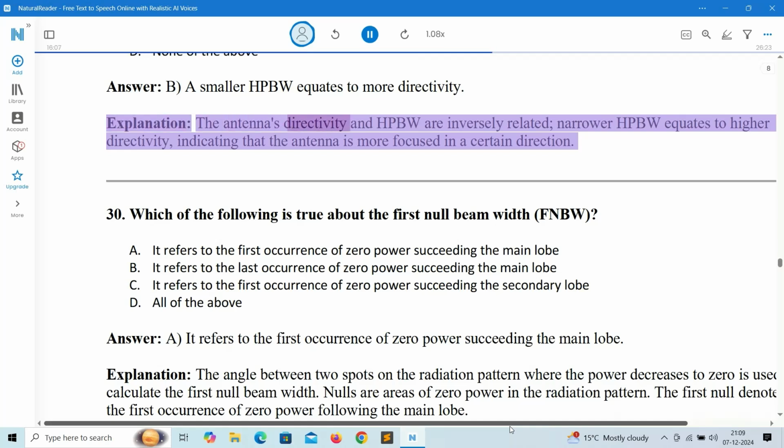Explanation. The antenna's directivity and HPBW are inversely related. Narrower HPBW equates to higher directivity, indicating that the antenna is more focused in a certain direction.